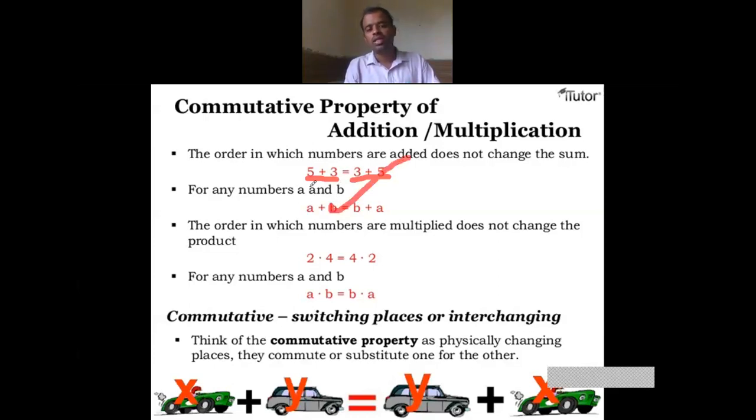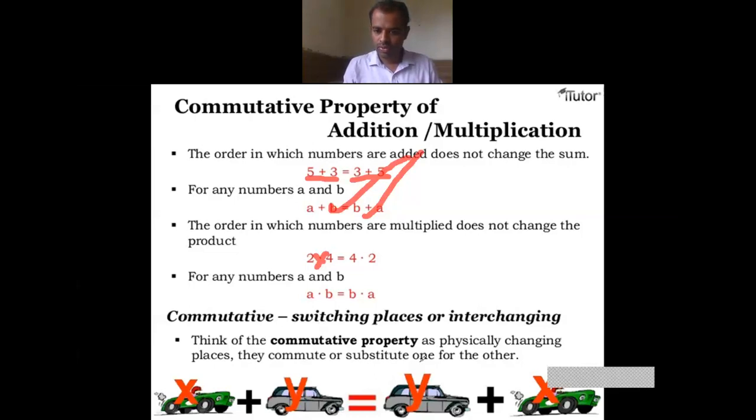Instead of 5, they have written A. It means you can write any number. A and B are variables. A plus B is equal to B plus A. Both are the same. Next, the order in which numbers are multiplied does not change the product. The dot represents the multiplication sign. 2 into 4 is the same as 4 into 2. Therefore, the commutative property under multiplication holds good.